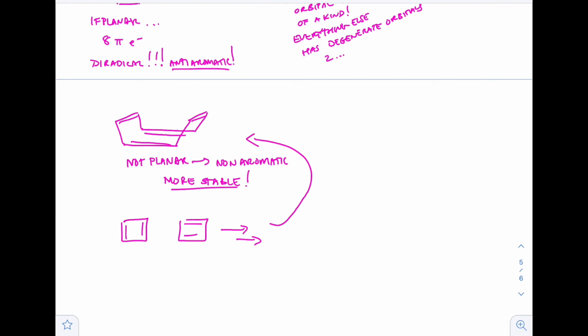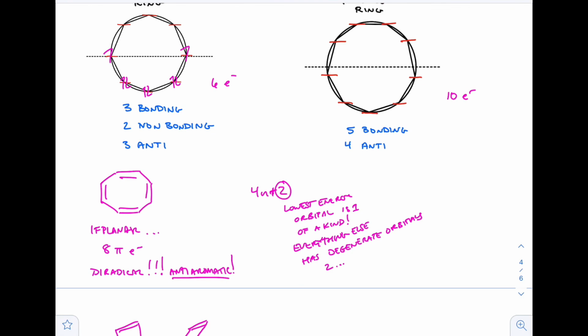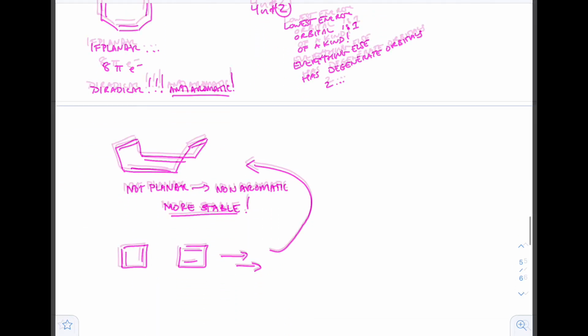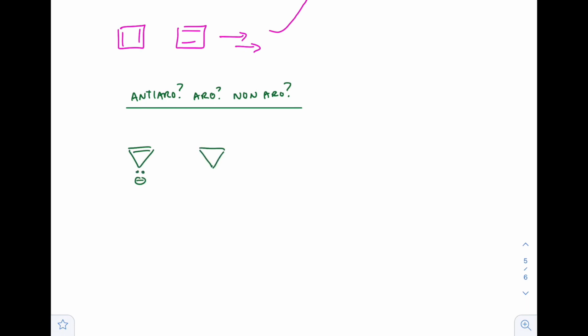And that's why the cyclobutadiene reacts with itself to form the more stable non-aromatic cyclooctatetraene. Okay, so remember that. You need to be able to explain that. What's a good explanation for the cyclooctatetraene not being planar and preferring to be non-planar and undergo that ring puckering? All right, so these structures that I'm going to draw, are they anti-aromatic, aromatic, or non-aromatic?